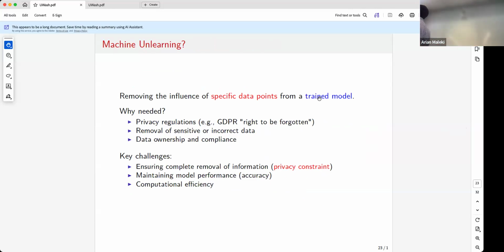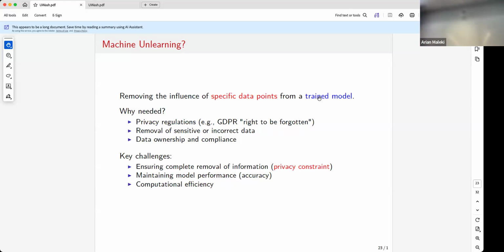So I guess the GDPR, the right to be forgotten, is from Europe, but California has another one. I forgot the name of that regulation. Because of these things, they have to, first of all, remove sensitive or incorrect data if the request comes, let's say, from the government. And also, if a user asks them to remove the data, they have to remove it from their models as well. So what are the key challenges here?